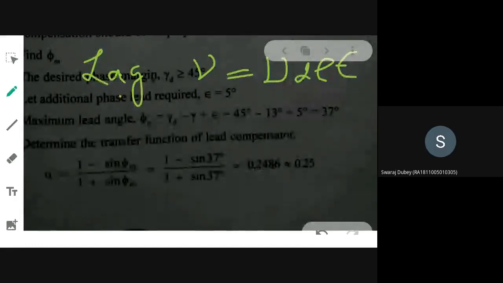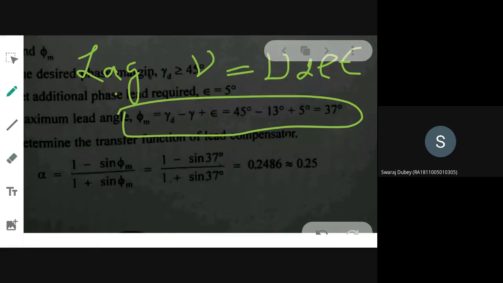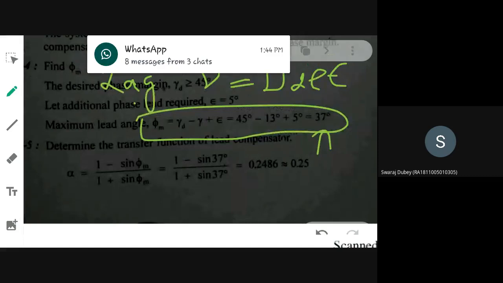So finally, after substituting all these terms, what is the phi m value that you got? 45 plus 5 minus 13 gives 37. So 37 is the phi m value. Now you know what phi m is.